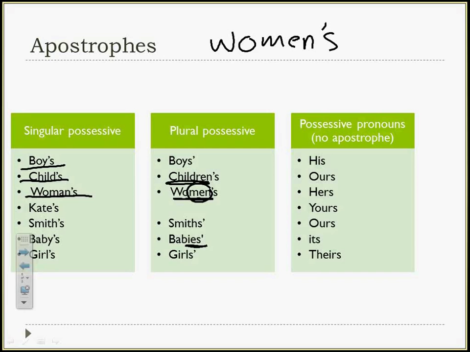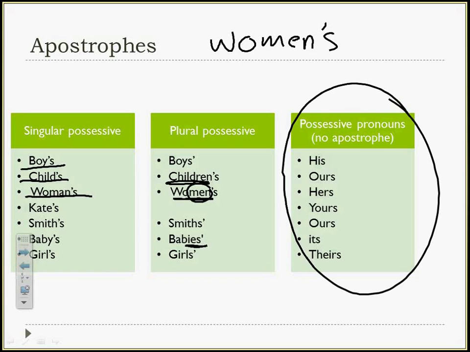So this is the babies' blanket. That's a bunch of babies that have a bunch of blankets. And the last one to remember is possessive pronouns, so these are pronouns, which are words that stand in for nouns, that show ownership as part of the way that they work. Possessive pronouns never have an apostrophe. So this is words like his, ours, hers, yours, its, and theirs.